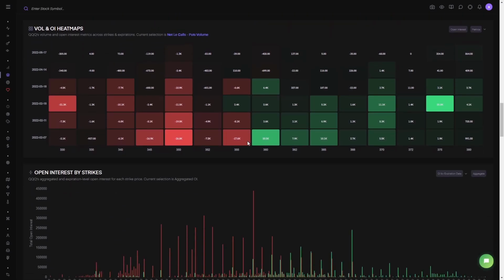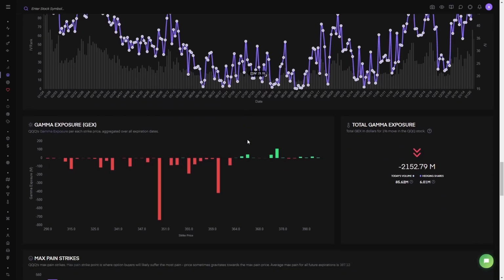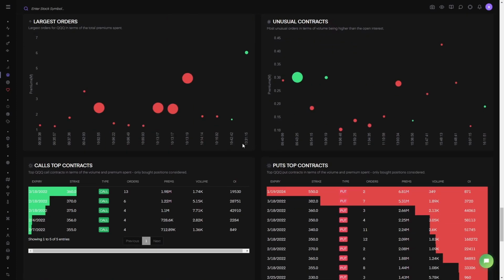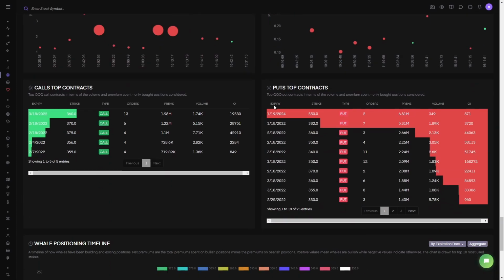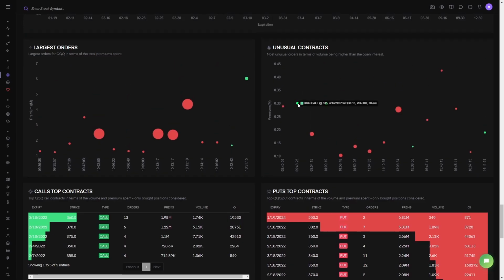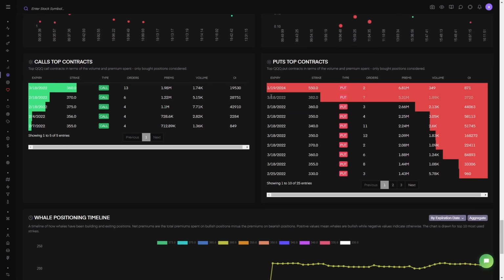I'm still yet to check out the tool, but I'll continue to check out all this information throughout the day. Put orders, unusual contracts, hover over it, it gives you the actual information. But this is a tool I use all the time. I'll look at the top contracts being traded, and I will utilize that to help give myself a direction on where I think the stock is going.